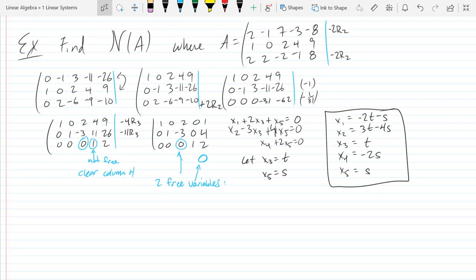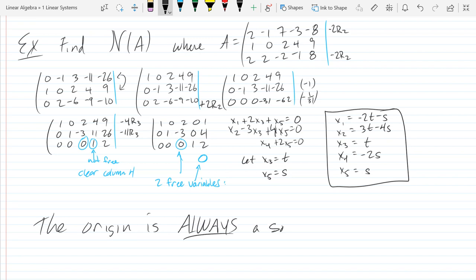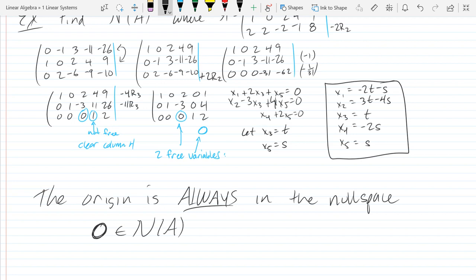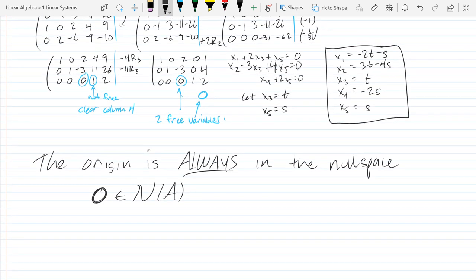What is the minimal the null space could ever be of a matrix? There's something that's always included in the null space. The origin. The origin is always a solution. Well, if I phrase it in the null space, the origin is always in the null space. A math way to write that: the origin is an element of the null space of A. So that's always true. That weird epsilon character means "is an element of," and of course N(A) is the null space of A.